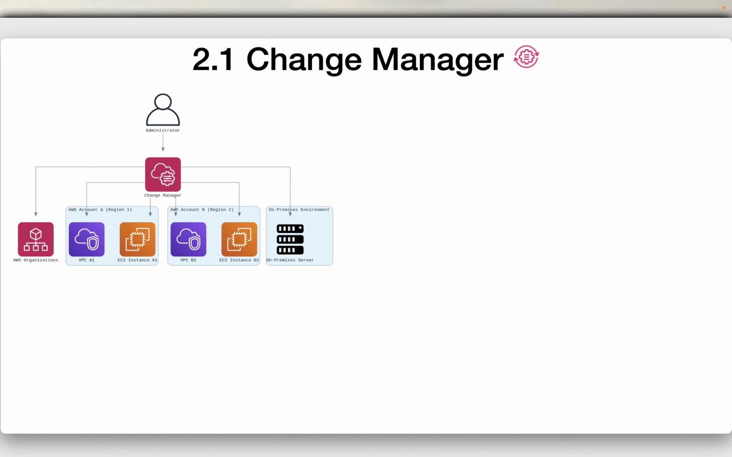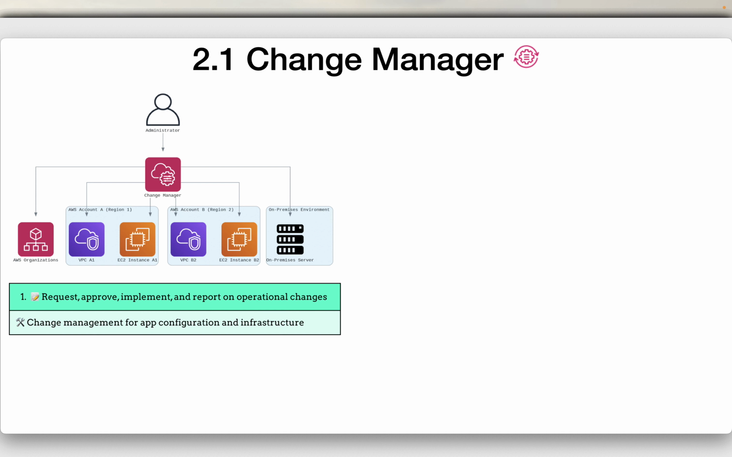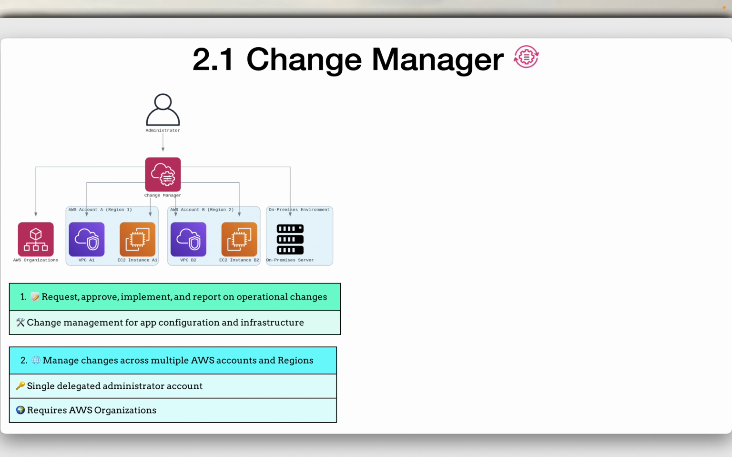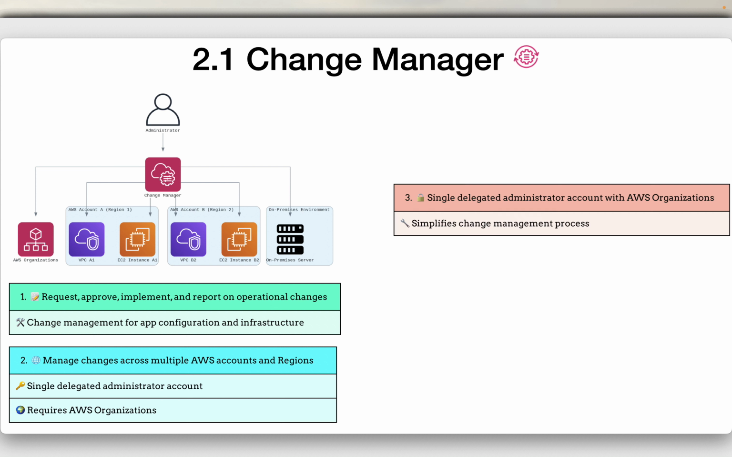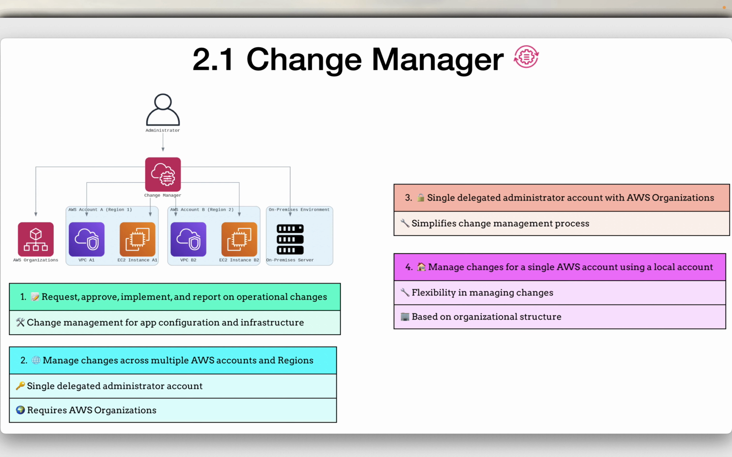Next capability, Change Manager. Change Manager is an enterprise change management framework that allows you to request, approve, implement, and report on operational changes to your application configuration and infrastructure. From a single delegated administrator account, if you use AWS Organizations, you can manage changes across multiple AWS accounts in multiple AWS regions, simplifying the change management process.